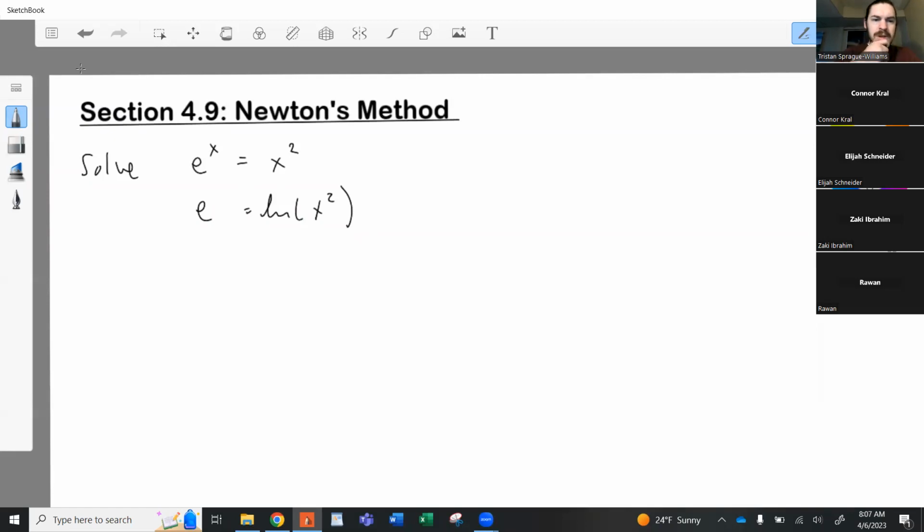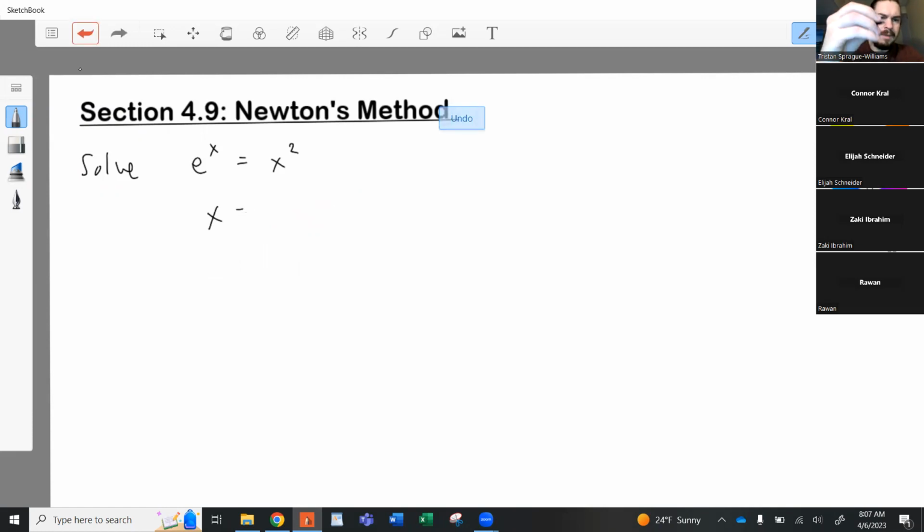Is that what I meant to do? Oh no, that's not what it would look like. It would be x is the natural log of x squared. Okay, and then x is 2 times the natural log of x. But now how do I solve for x? I've still got an x in there and an x over there, right? Well, dang, how do we solve it?